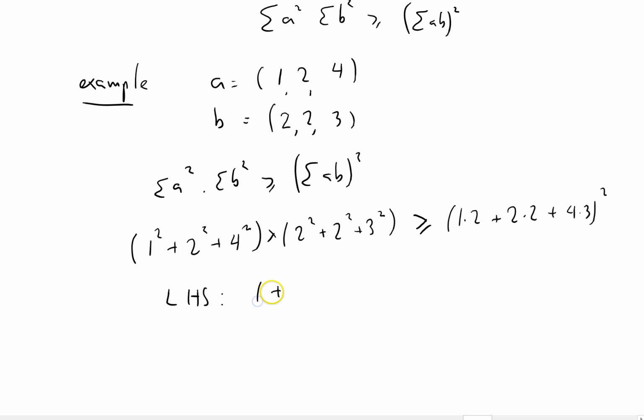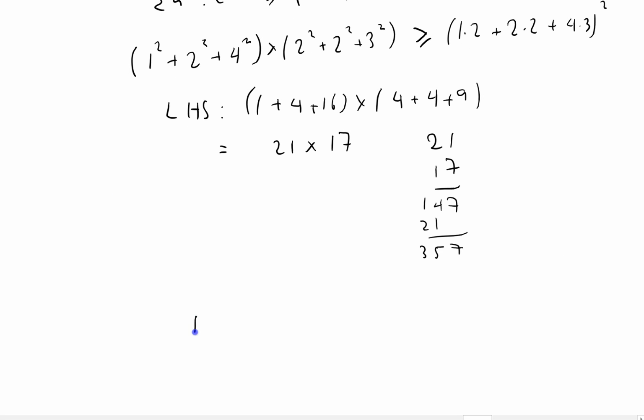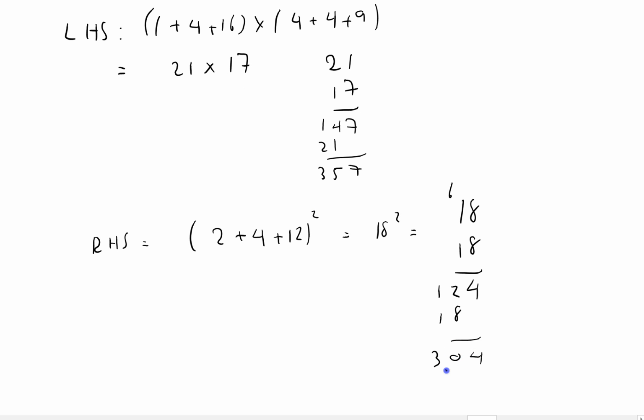Okay, so what's the left hand side? Well, that's 1 plus 4 plus 16 times 4 plus 4 plus 9, which is 21 times 17. 21 times 17 is 357. What's the right hand side? From up here, 2 plus 4 plus 12 squared equals 18 squared, which is 324.